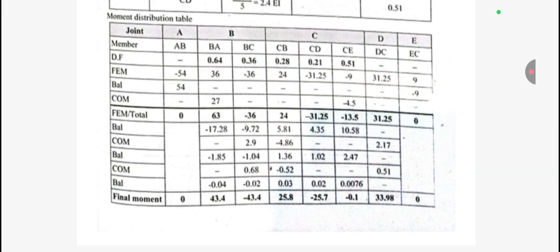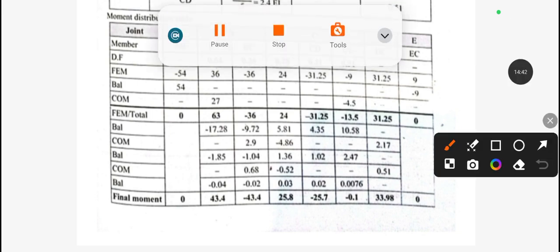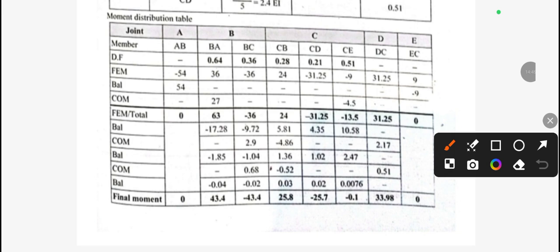Now for the balance, we need to balance two members. Wherever we have a hinge support, we need to balance that member. In this figure we have two different hinge supports, that is A to B and E to C. So we need to balance these. For the balance we need to do nothing; we just take the given moment with the opposite sign. Minus 54 means we take 54, and we have this 9, so we need to take the negative, that is minus 9.